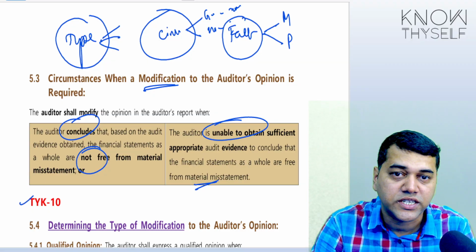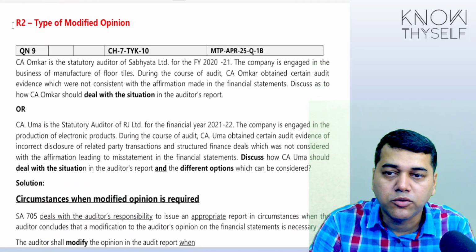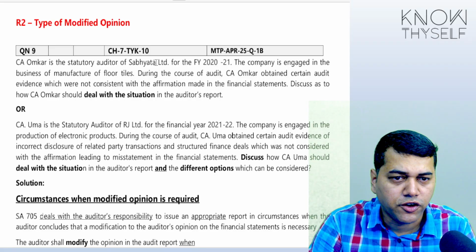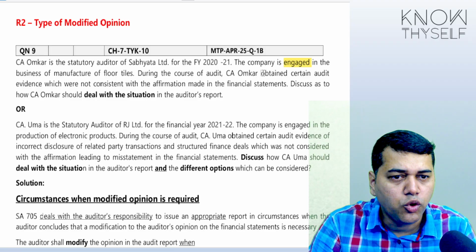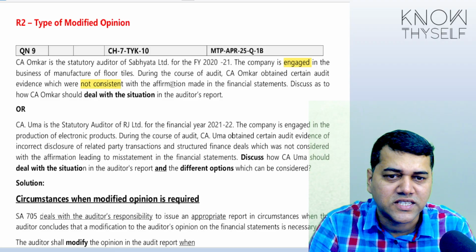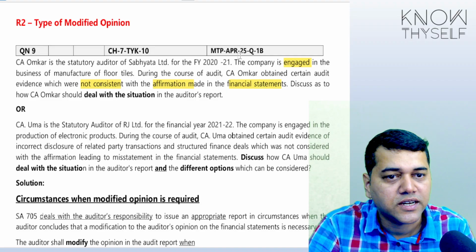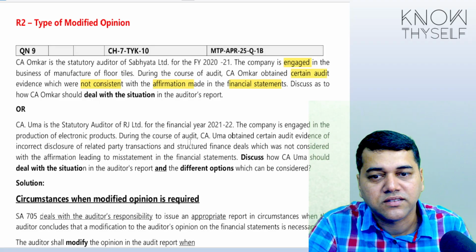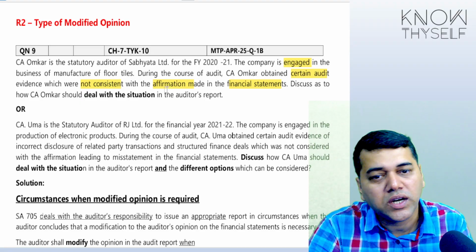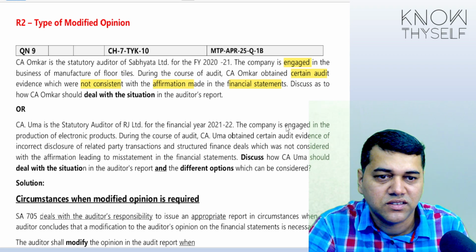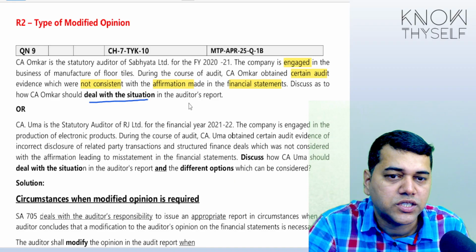Let us see Test Your Knowledge 10. CA Omkar is a statutory auditor. The company is engaged in the business of floor tiles and all. During the course, you obtained certain evidence which was not consistent with the affirmations made in the financial statement. See the language in which they are telling you. You obtained certain evidence that is not in line with the affirmation. What is affirmation? Assertions made in the financial statement. Discuss how Omkar should deal with the situation in the auditor's report.